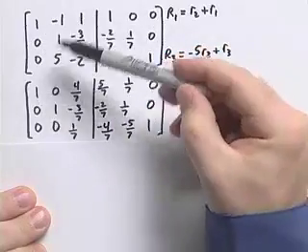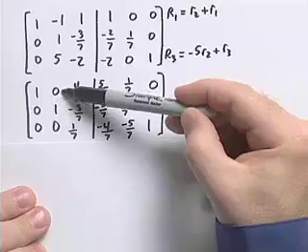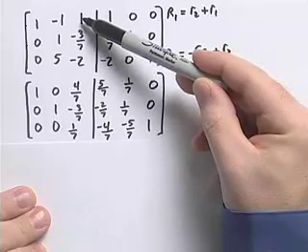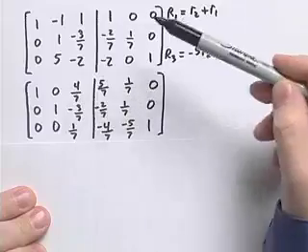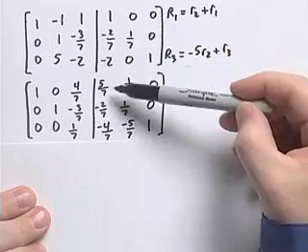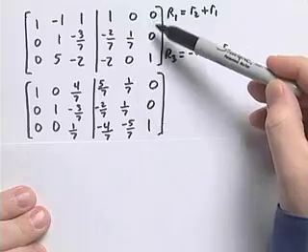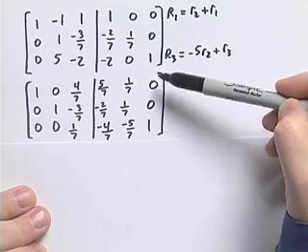1 plus 0 is 1. -1 plus 1 is 0. 1 plus -3/7. Remember, 1 is 7/7. So we end up with 4/7. 1 plus -2/7 is 5/7. 0 plus 1/7 is 1/7. And 0 plus 0 is 0.